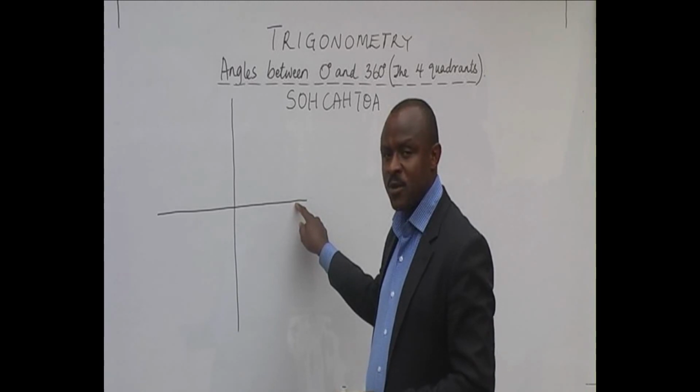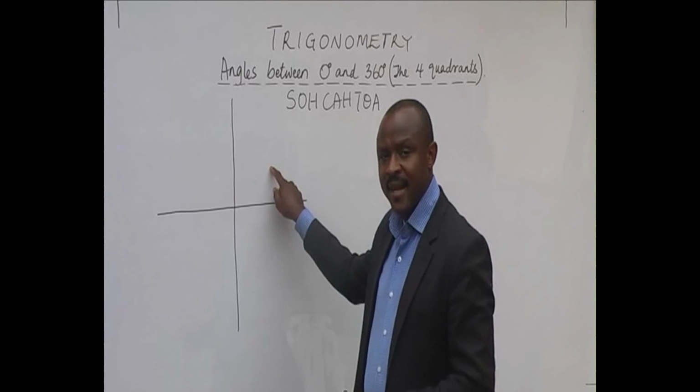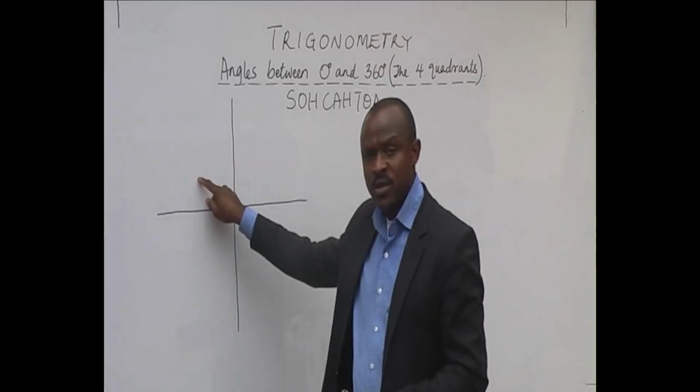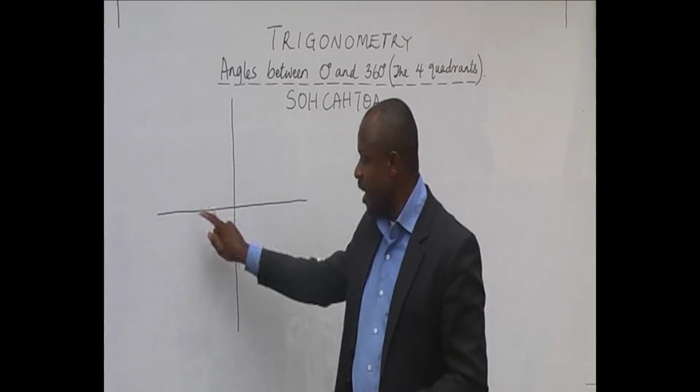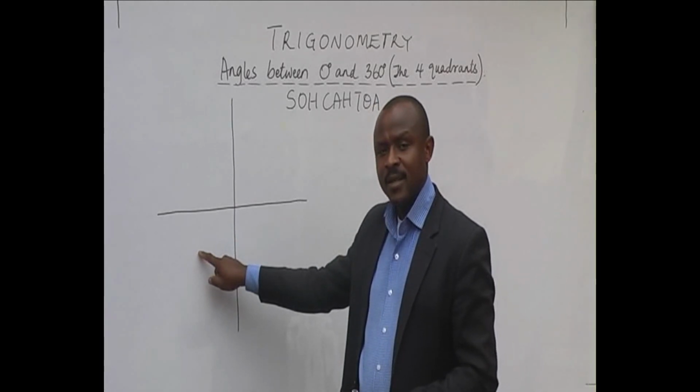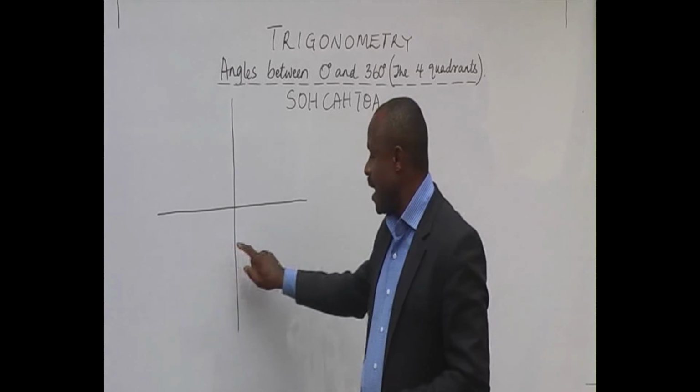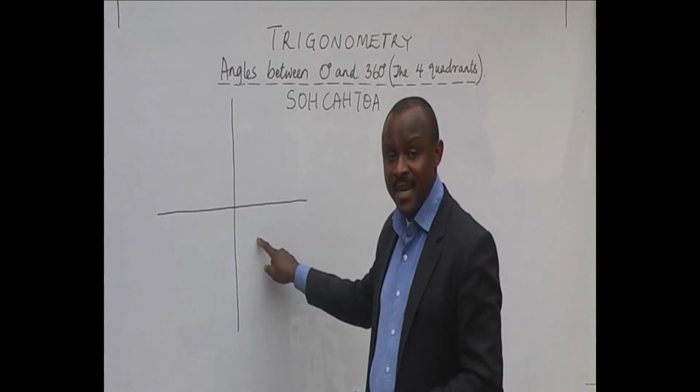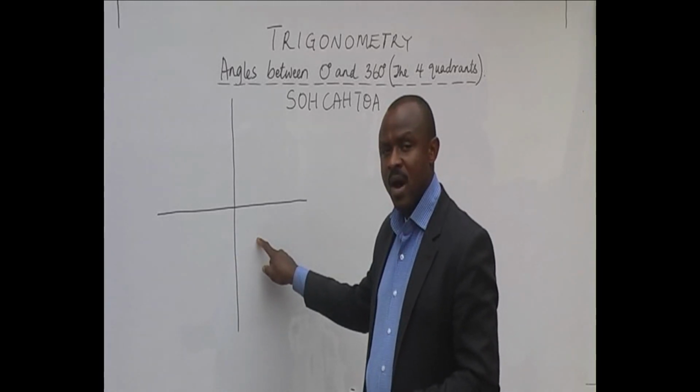And those angles are the angles you find in the first quadrant, which is 90, in the second quadrant, which is the second 90, 180, in the third quadrant, which is the third 90, making it 270, and in the fourth quadrant, which is the fourth 90, making it 360.